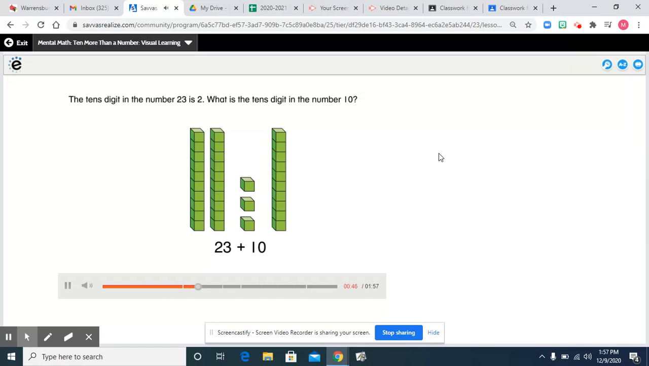What is the tens digit in the number 10? The tens digit in the number 10 is 1. What basic fact do you know that can help you add 23 and 10? You know 2 plus 1 equals 3. So 23 plus 10 equals 33.